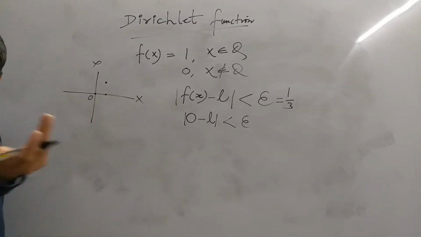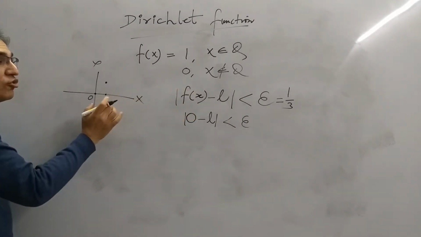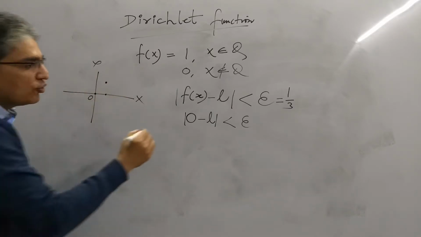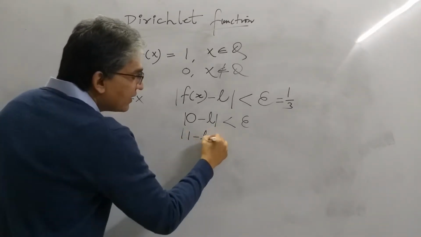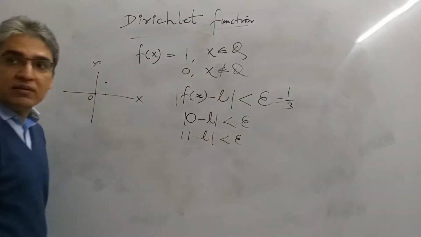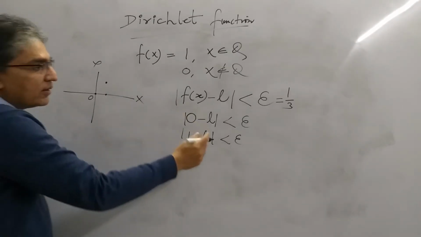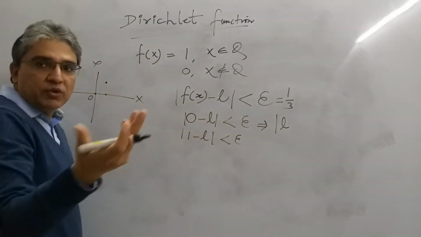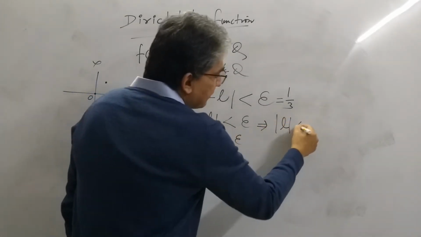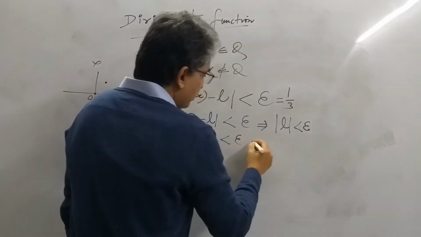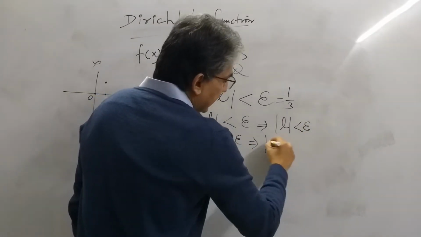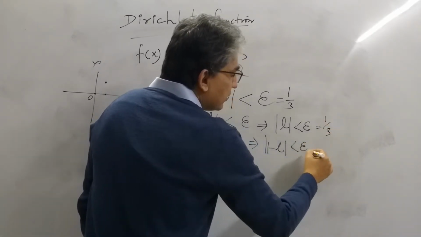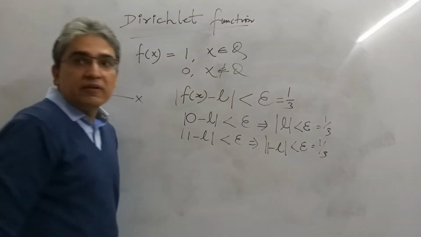And if by chance you get your x to be rational, then your function will become 1. So |1 minus L| will be less than epsilon. So this will mean what? That |L| is less than epsilon, and this would mean that |1 minus L| will be less than epsilon. Now epsilon is 1 by 3 and epsilon is 1 by 3.